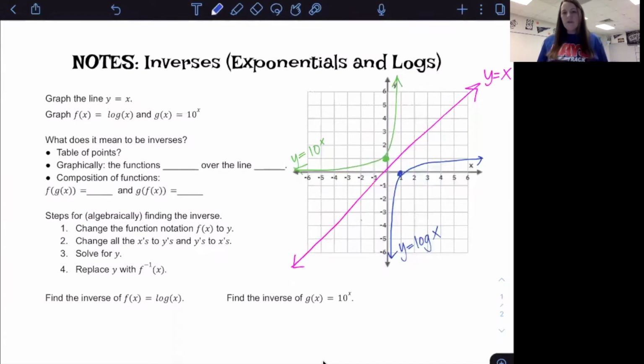So I've already got all three of those things graphed. And as you can see, this line y equals x is a reflection line for those two functions. So you can see that the green, if we folded it along that line y equals x, would land directly on top of the blue. So we know from previous units that if two functions do reflect over the line y equals x, they are indeed inverses. So if we were to look at a table of points, we would see that the x and the y values from the green function would be flip-flopped to create the blue function.